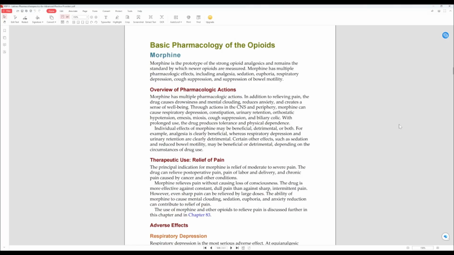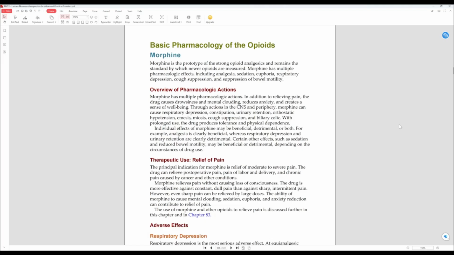So, basic pharmacology of the opioids. Starting off with morphine. Morphine is the prototype of the strong opioid analgesics and remains the standard by which newer opioids are measured. Morphine has multiple pharmacologic effects, including analgesia, sedation, euphoria, respiratory depression, cough suppression, and suppression of bowel motility.